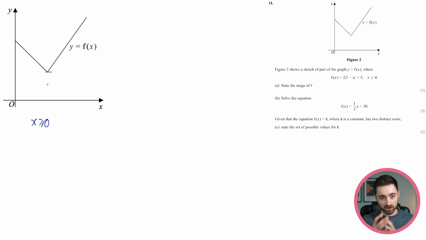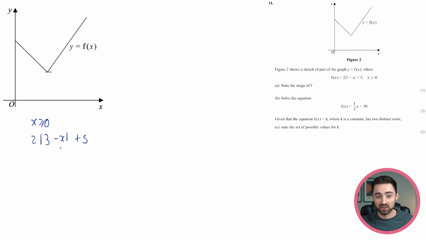Let's have a look at the different components of f of x. We've got 2 times the modulus of 3 minus x, and then we've got plus 5. So this thing is just always a plus 5. It's not variable at all. And then this thing, well, it's always going to be positive, isn't it? Because it's a modulus. No matter how negative this is, the modulus sign is just going to make it positive. So what is the smallest value that this thing can be? Well, it's going to be 0, isn't it?